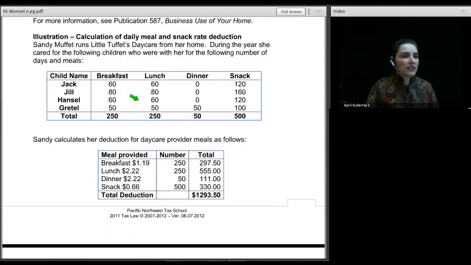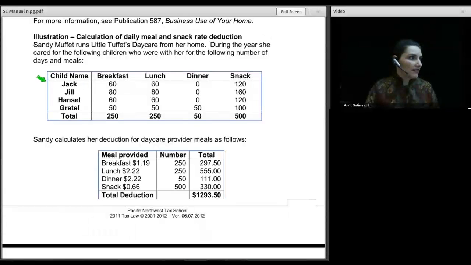So she would have to keep a log to track that, wouldn't she? And the IRS actually has a log. I've seen it. I should have put a link in here for it, but it works something exactly like this, but it goes by week. List each child, the meals you fed each child on each day of the week, total up the week, and then finally total up the year. So it's a pretty detailed log that they want you to keep. I've done a little bit simpler version here.